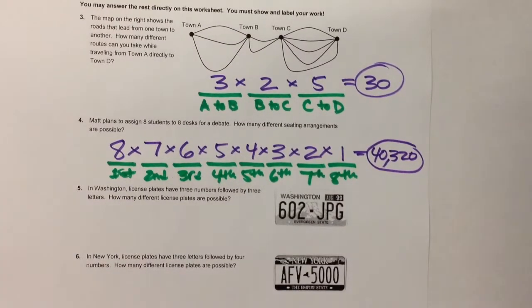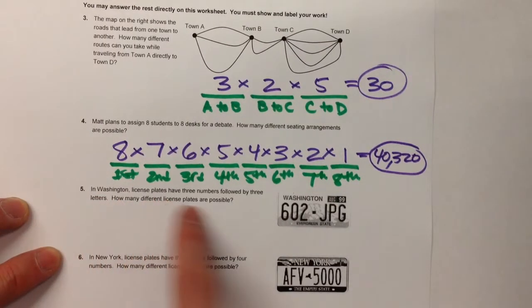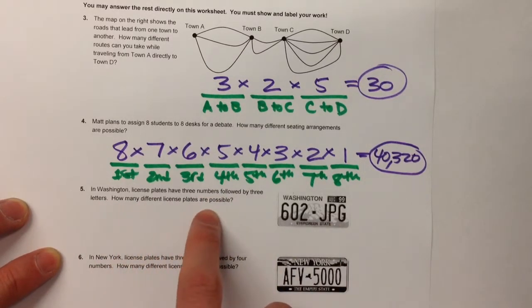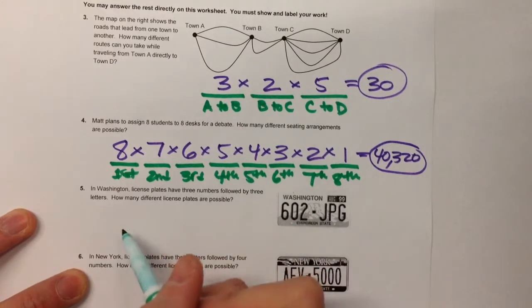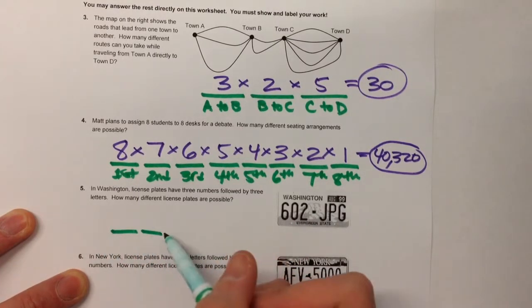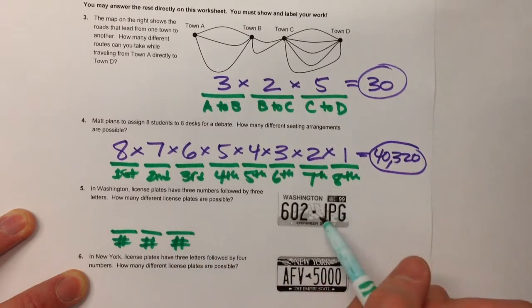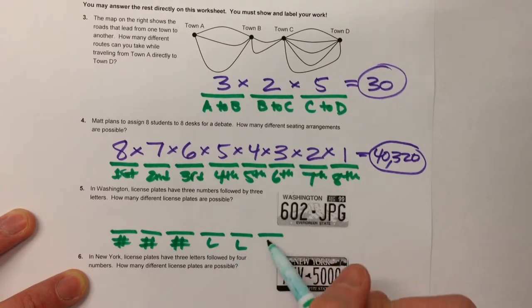Alright, we'll do one more. This one's license plates. It says in Washington, license plates have 3 numbers, followed by 3 letters. How many different license plates are possible? So, setting this one up isn't too bad, because we know we've got 3 numbers. 1, 2, 3. And these are all numbers. And then it's followed by 3 letters. 1, 2, 3. Letter, letter, letter.